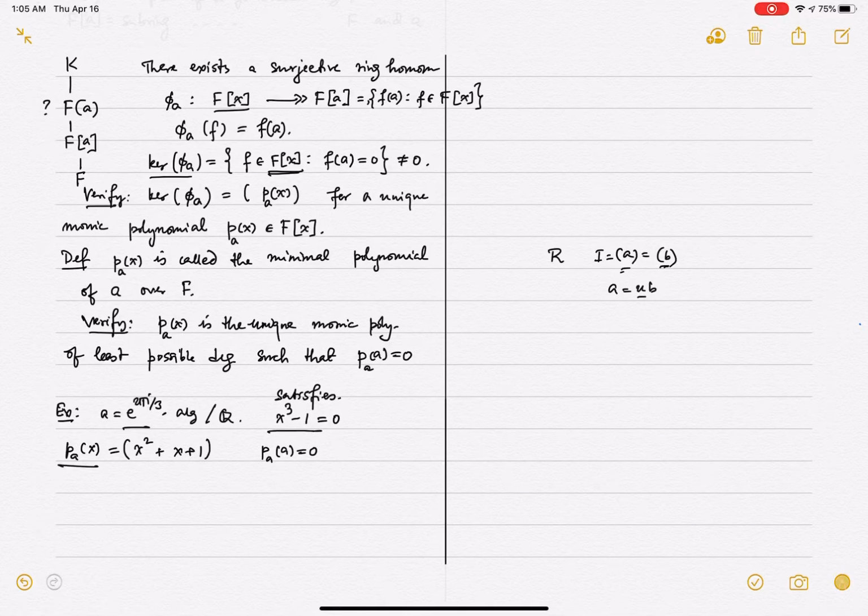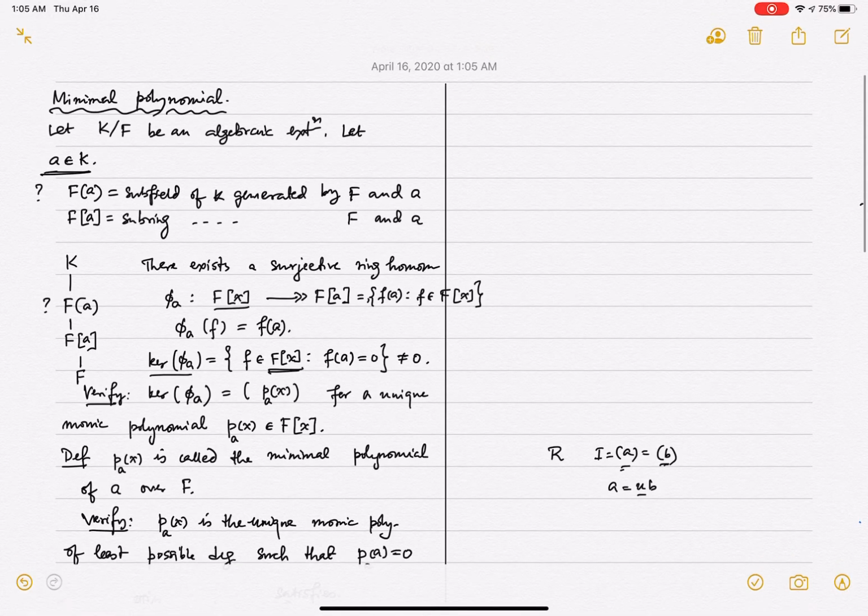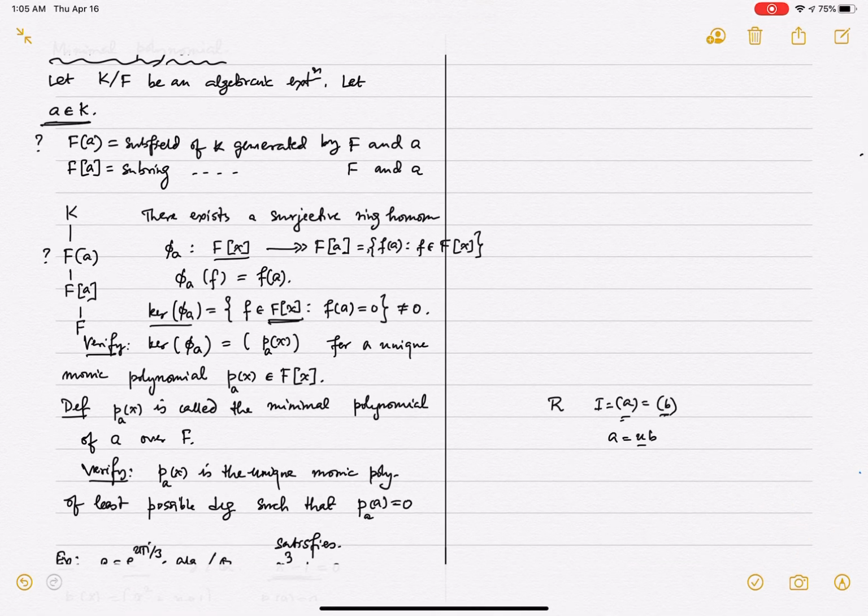For example, this one is in that ideal, meaning what? Meaning this one is a multiple of this polynomial. Indeed, x cubed minus 1 is x minus 1 times x squared plus x plus 1. So it is in that ideal. Okay, so that's the sort of thing we are talking about. Very good.